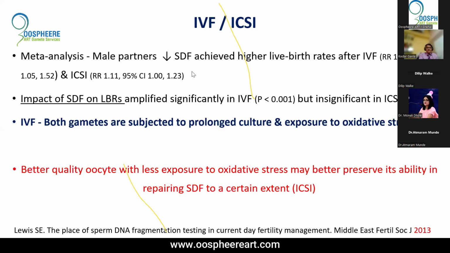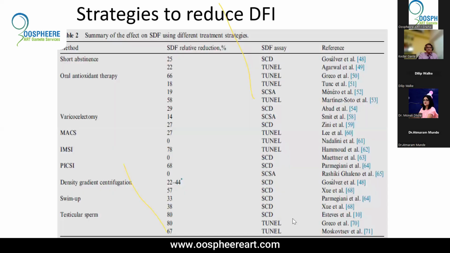Again, a meta-analysis shows that decreased sperm DNA fragmentation increases the live birth rate after IVF. And in IVF, what happens? You are subjecting both the gametes to prolonged culture. You release the sperms and the oocyte in the petri dish for 24 hours for fertilization, which can cause oxidative stress, and hence ICSI is very good for male factor infertility.